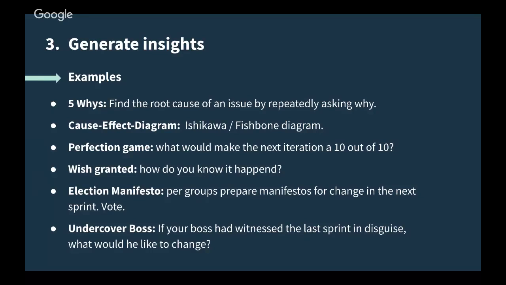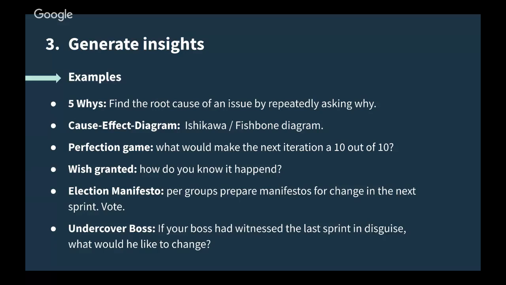Which, granted, this is like a game, related to the previous one. So if things went great, how do you know they went great? What are the effects of everything having been excellent in the sprint?